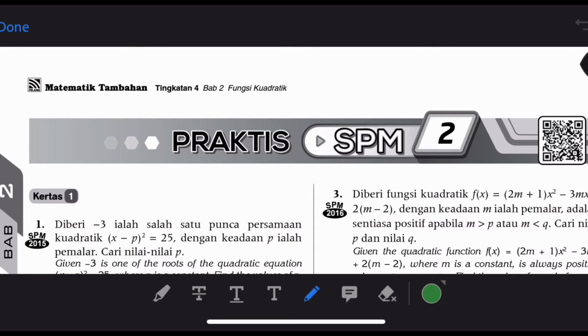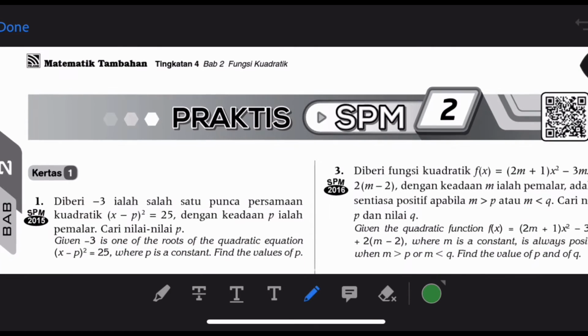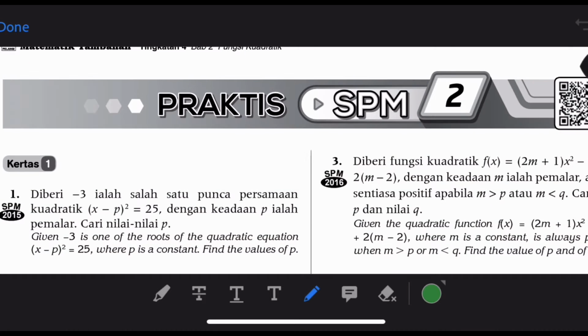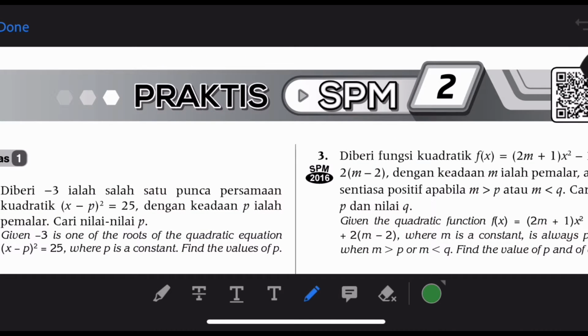Good day, guys. Today I would like to continue with another topic, which is quadratic equation and quadratic function.